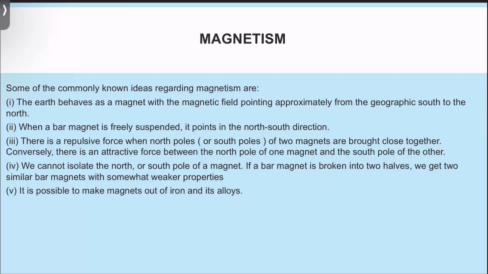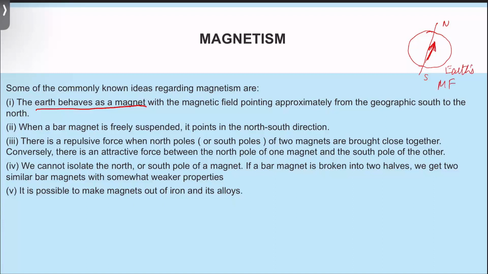So some very commonly known ideas that we have for magnetism is, first of all, that the Earth itself is like a magnet. Suppose this is your Earth, and it has a tilted axis, and this is your north and south. So the Earth itself acts like a magnet, and the magnetic field is pointing from geographic south to north. This is your Earth's magnetic field.